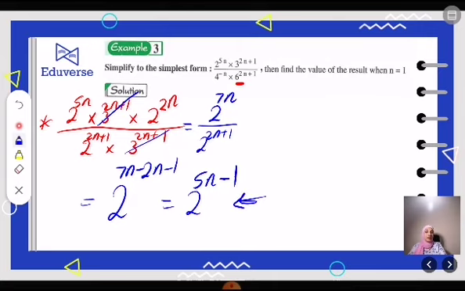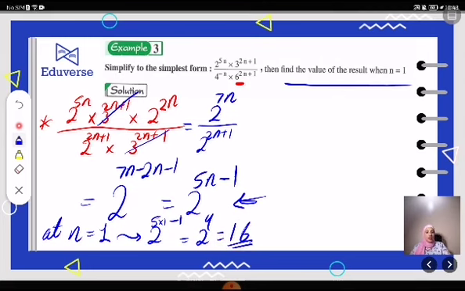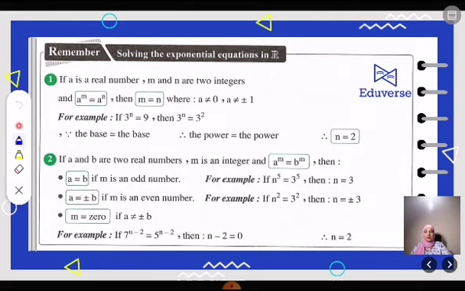But it says to find the value of the result when n equals 1. At n equals 1, I will just substitute here: 2 to the power 5 multiply 1 minus 1. 5 multiply 1 equals 5, 5 minus 1 equals 4. Now it will be 2 to the power 4. And 2 to the power 4 equals 2 multiply 2, which is 4, and 4 multiply 4 equals 16. That's it for this example.